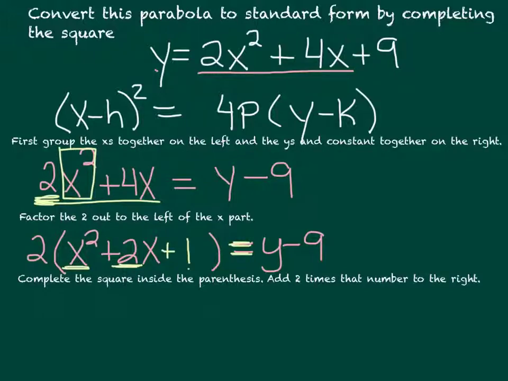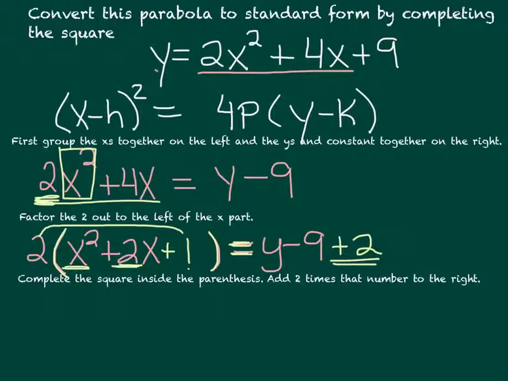Only this 1 that we added is inside these parentheses, and it is being multiplied by this 2. So we actually added 2 units to the left-hand side. So on the right-hand side, we have to add 2. Add 2 times that number to the right. So if I'd have factored out a 5, I would have had to multiply 5 times that number and then added it to the right, whatever it is. But you have to remember that.